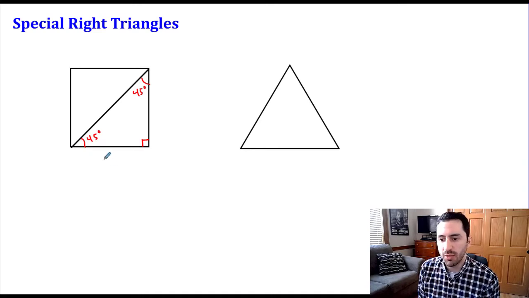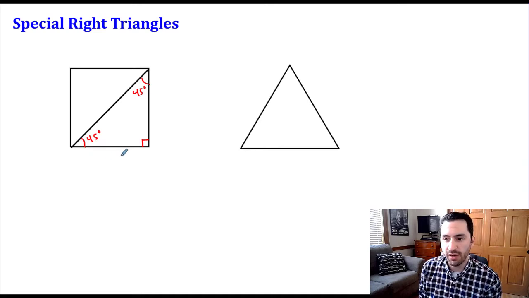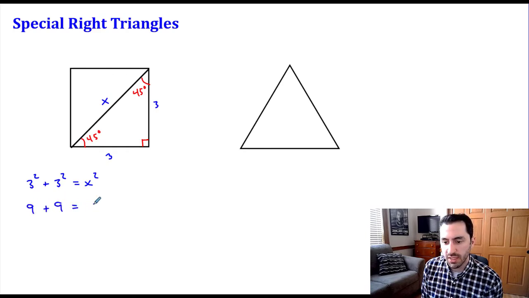So just to show you what I mean, let's think about a couple examples. So let's say the side length of my square, or the two legs of one of these 45-45-90 triangles, let's say that this has a length of 3. And now I want to find the length of the hypotenuse. I could use the Pythagorean theorem. So let's label that as x. 3 squared plus 3 squared is equal to x squared. So that's 9 plus 9 is equal to x squared. So we end up with x squared is equal to 18.